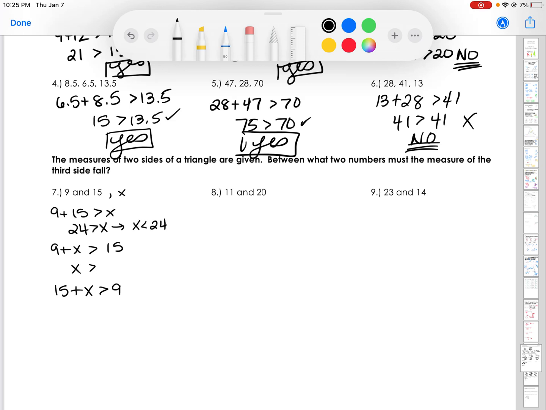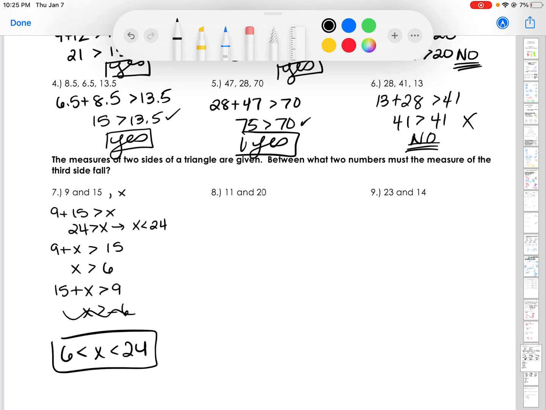When I subtract, I get x is greater than, and that's going to give me 6. And then here, when I subtract, I'm going to get x is greater than negative 6. And really, the negative we can kind of ignore. It's not going to help us in any way. All right, so we want to make sure x is bigger than 6, but also less than 24.